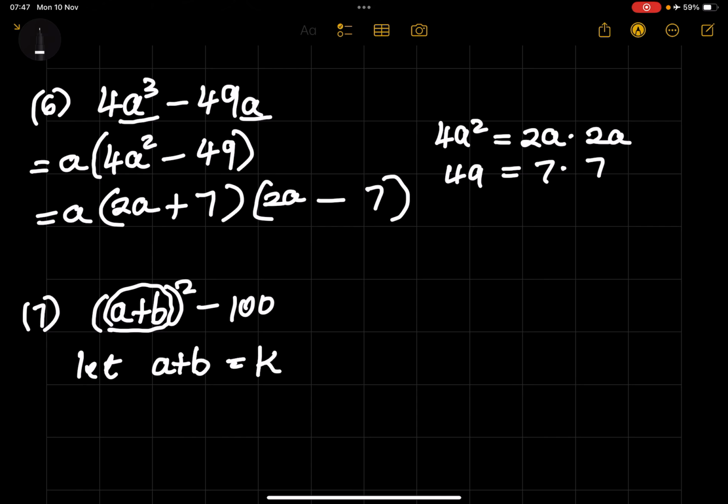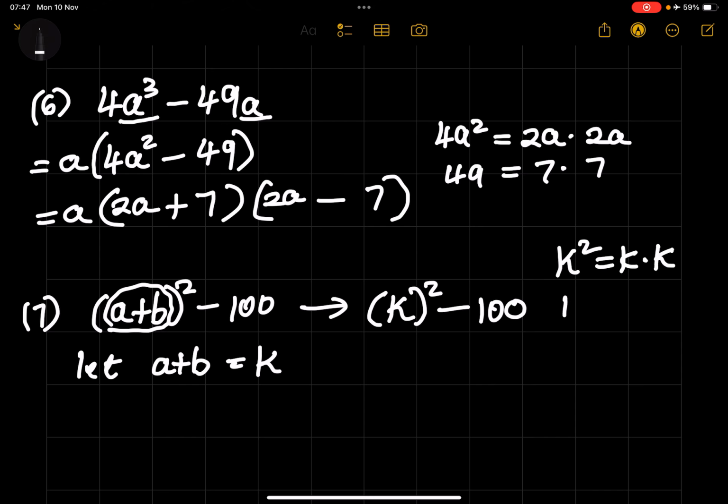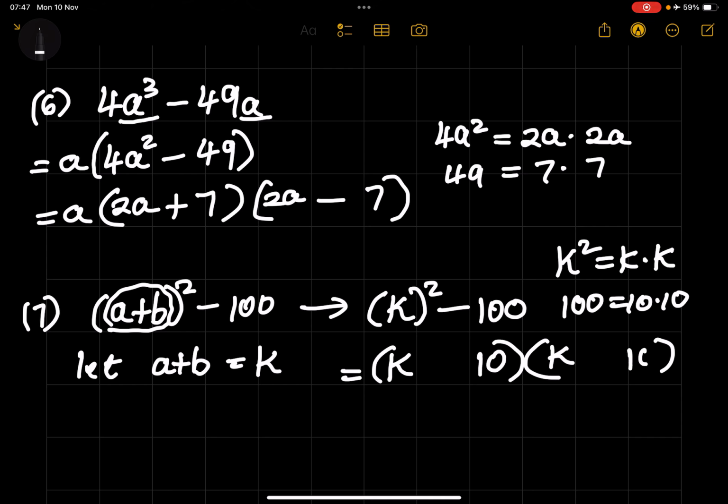Therefore, you can see that your expression becomes, in brackets, k squared minus 100, because you replace the a plus b with k. Then k squared breaks into k times k, and 100 breaks into 10 by 10. Now let's factorize that. The first term is k, so it breaks into k and k. The second term is 100, it breaks into 10 and 10. Then you have a plus and a minus.